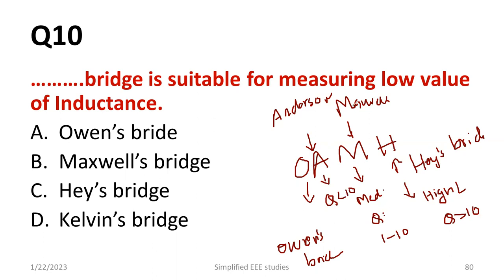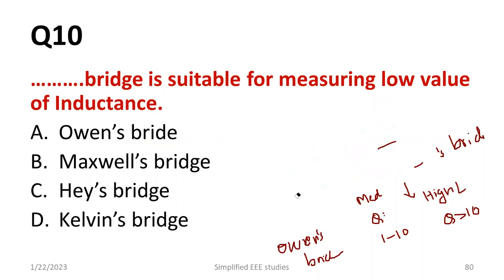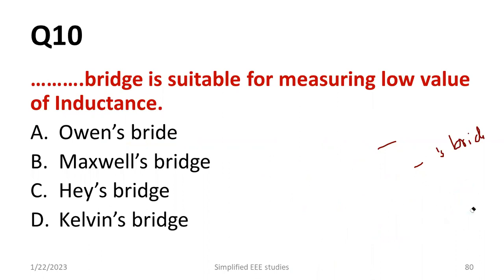Here, which is the right answer? The bridge suitable for a low value of inductance is Owen's bridge. Fine. So you have to remember the code OAMH. Then you can solve similar kinds of theoretical questions in competitive examinations.